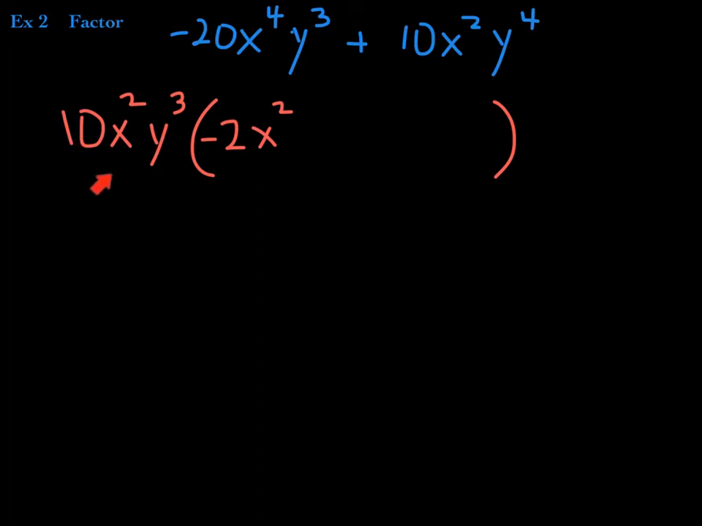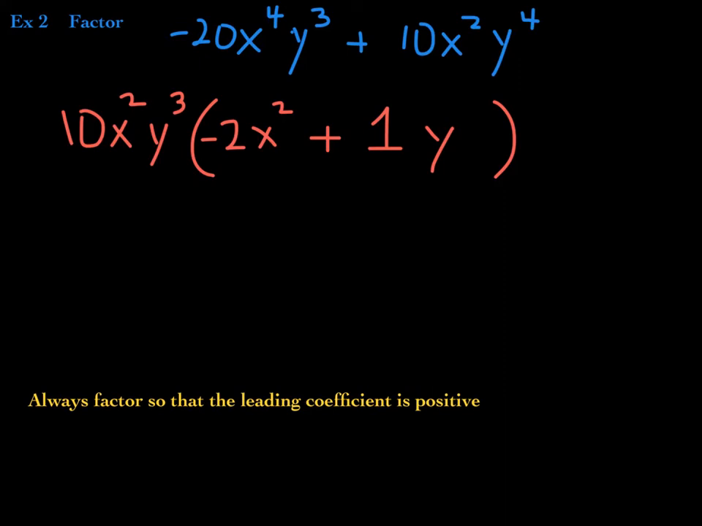10 times what gives me 10? 10 times positive 1 gives you 10. If you started off with x squared and you factored out x squared, there are no more x's. If you started out with y to the fourth and you factored out y cubed, 4 minus 3 leaves you with 1. Now, you're not done here because we always try to factor so that the leading coefficient is positive. You can see here the leading coefficient, it used to be negative 20, now it's negative 2. We don't like that. Let's continue to factor so that this leading coefficient becomes positive.